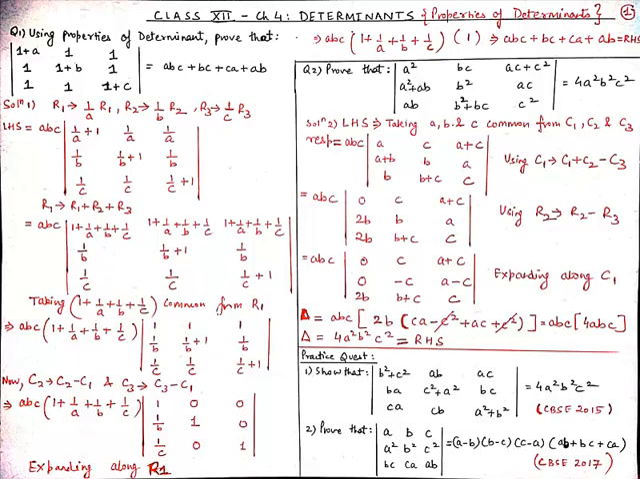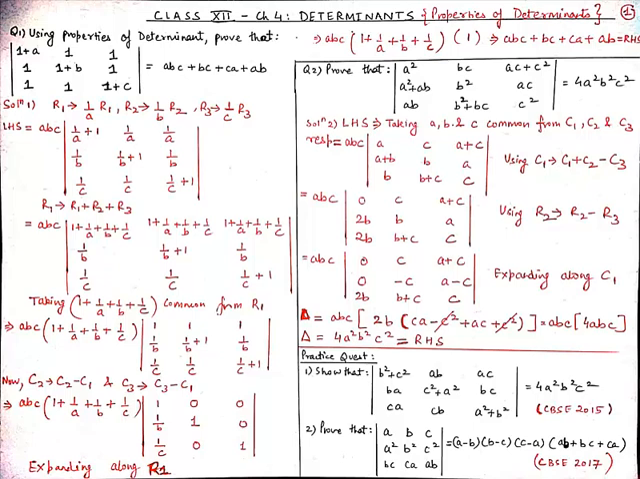We get abc into 1 plus 1 upon a plus 1 upon b plus 1 upon c. And in the determinant, elements of column C1 will remain unaffected, so write them as it is. And then C2 minus C1. So 1 minus 1 is 0. And then 1 upon b plus 1 minus 1 upon b, so 1 upon b minus 1 upon b will get cancelled out and we get 1. And then 1 upon c minus 1 upon c is 0.